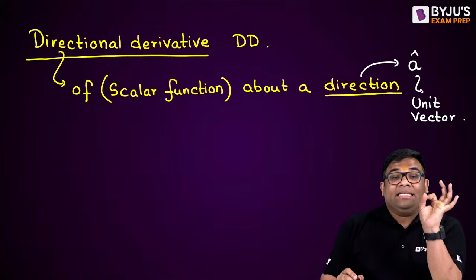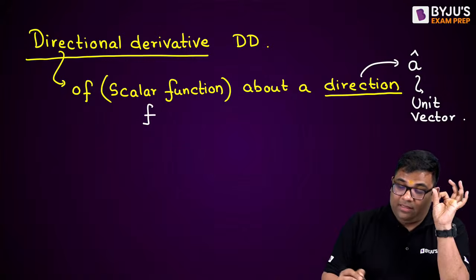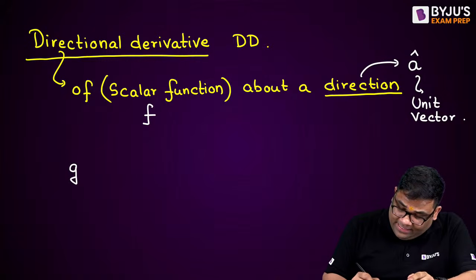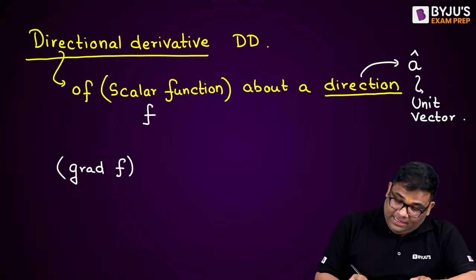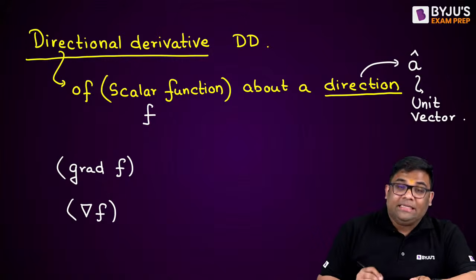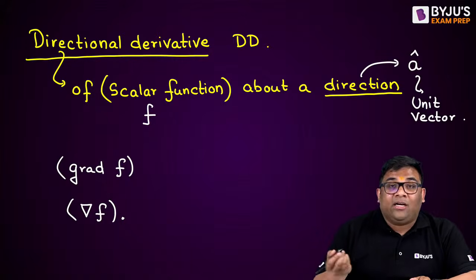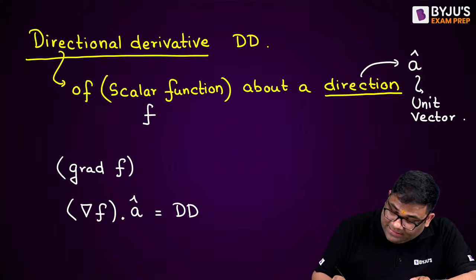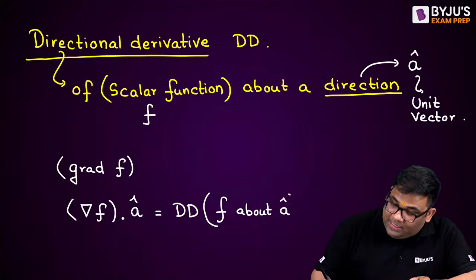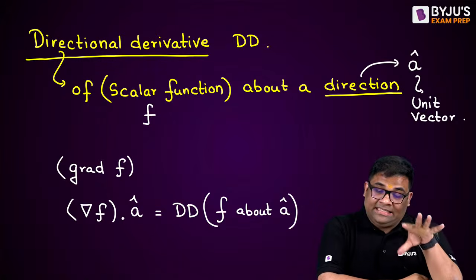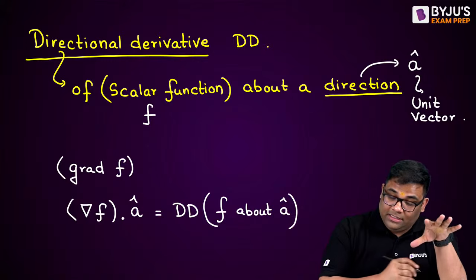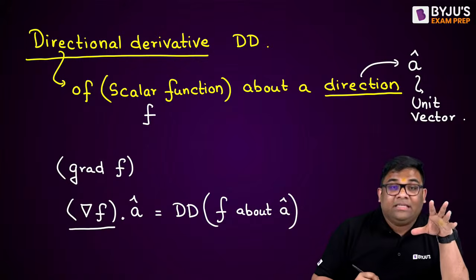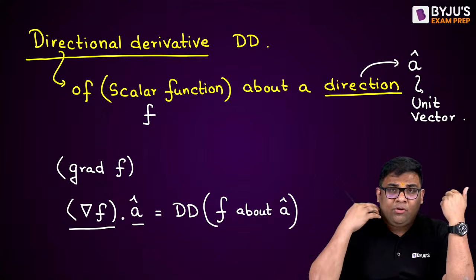So when I say directional derivative of a scalar function f, this is nothing but you take the gradient of f. Now what is the gradient of f? Tell me. Gradient of f is a vector function, right? It's a vector function. Now take the dot product with that unit vector. This is nothing but the directional derivative of f along a cap. Understood, everyone? When I said directional derivative of f, that is the gradient of f, which is a vector function. Now you can do a dot product with the unit vector, right?